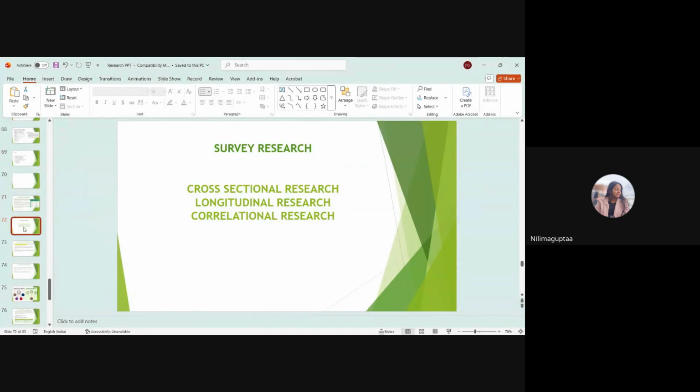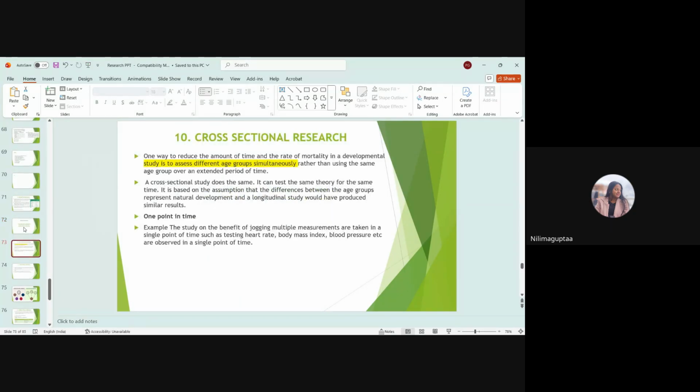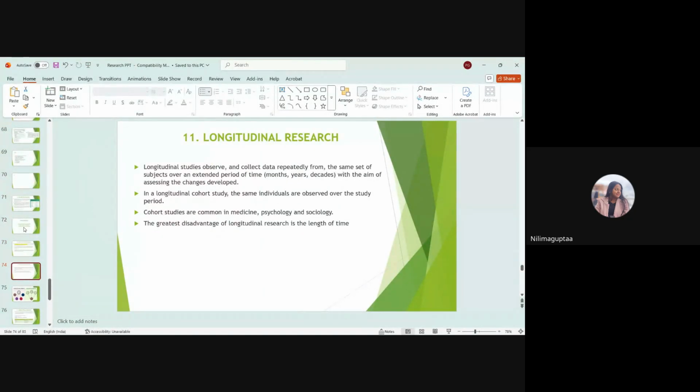Then moving forward, there are three types of research, and all of them have been clubbed under a broader term called survey research. We have cross-sectional, longitudinal, and correlational research. So when I talk about cross-sectional research, what is happening in this research? Okay, wait. Let's not study cross-sectional first. Let's first study longitudinal. Then cross-sectional will become easy.